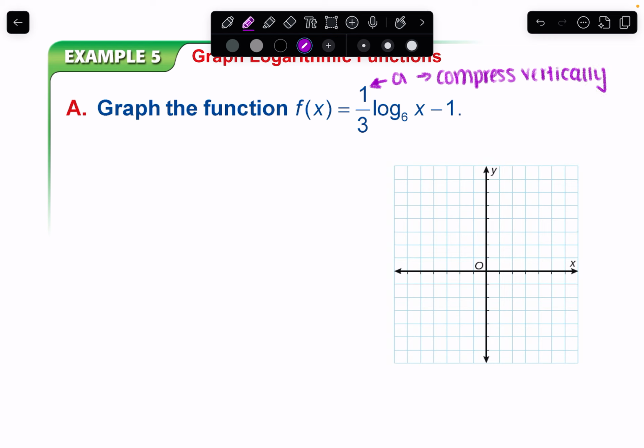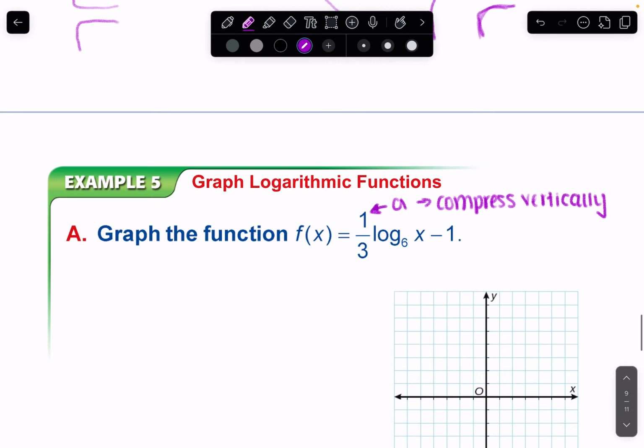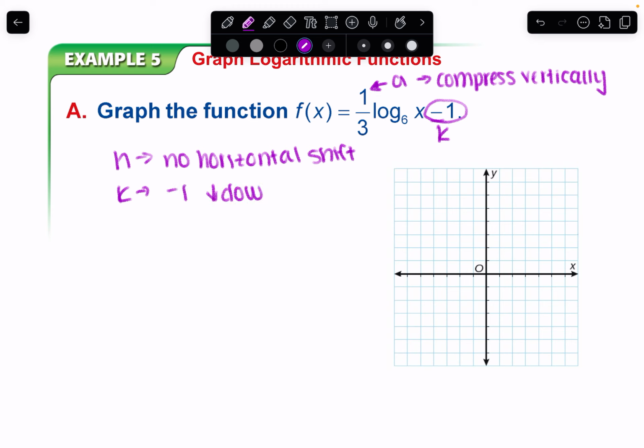Your horizontal shift would be something that is in parentheses. Notice the x minus h is in a set of parentheses. There's nothing in the parentheses, so it's not going to shift left or right. There's no h value, so there is no horizontal shift. Then the last number that you have is your k value. Your k value is a -1. So the -1 tells you that you are going to move your graph down 1.